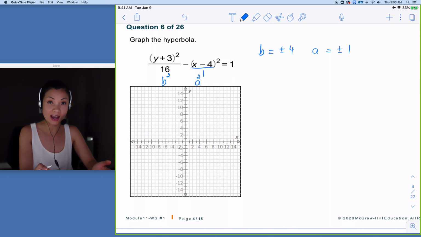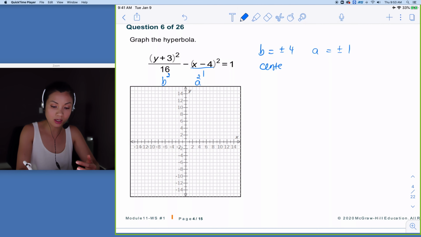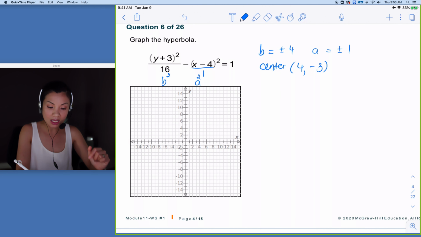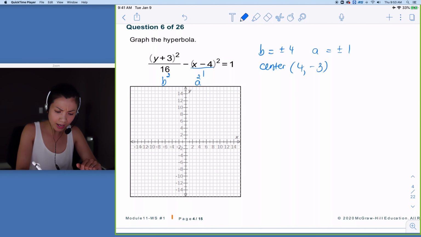Now, for the center, we look at it the same way. So (h, k). However, very important: a lot of people make a mistake when y comes first, but h always goes with x. So your center for this one is actually (4, negative 3). So keep that in mind. So what I have right here is 4 and negative 3. I'm going to just locate the center.